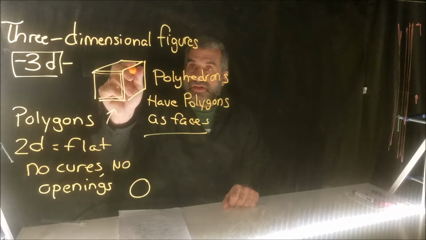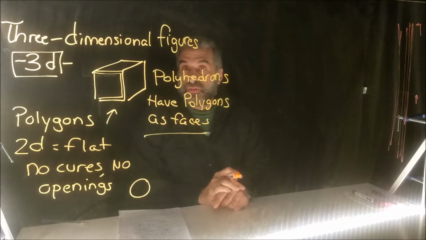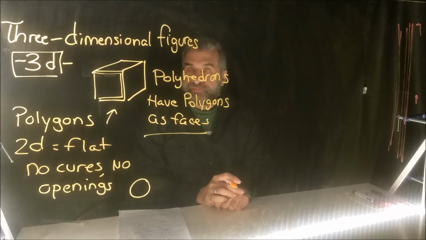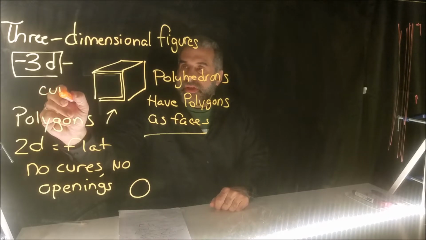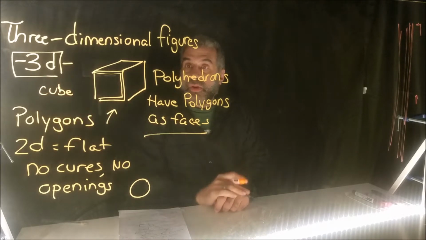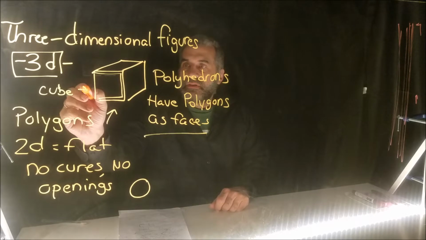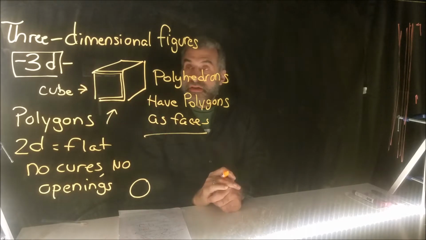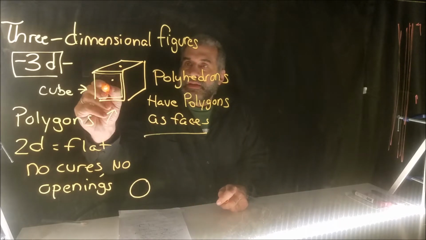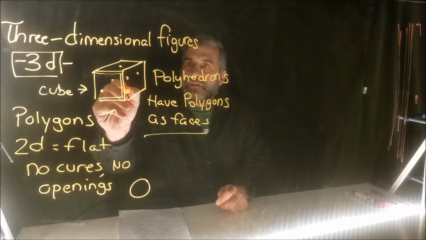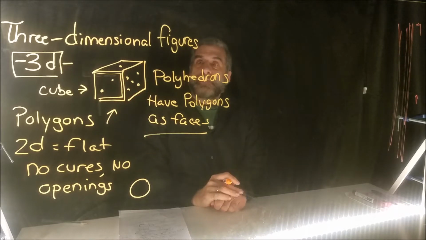So let's look at this shape right here. This could be a cube or it could be a rectangular prism. If it's a cube, that means that every side is a square. And you know cubes. When you have dice, you have those cubes that you roll. This could be dice, right? A cube.